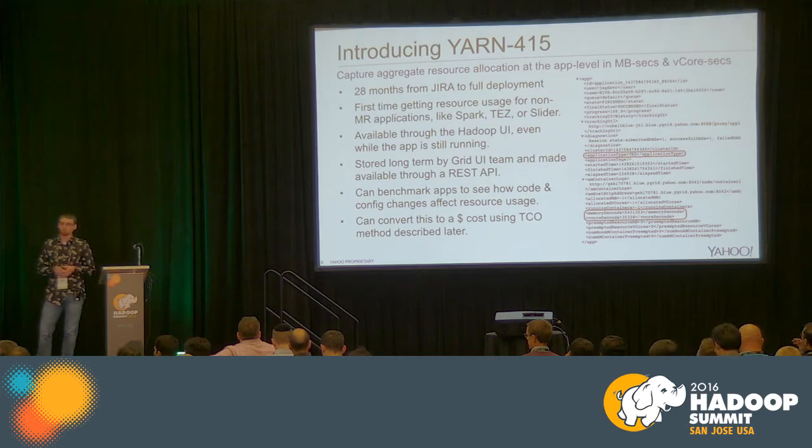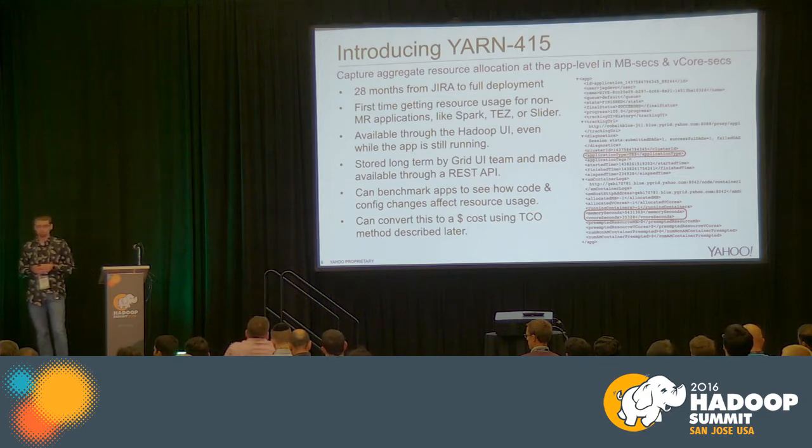So our team captures this kind of information for every application run on any of our clusters. We store it long-term in a database, and we make it available internally through a REST API and a set of different web applications, like our Grid Dashboard UI and our Hadoop Apps dashboard, where people can see a history of any apps they've run, as well as how much resources they consumed and what the cost was.